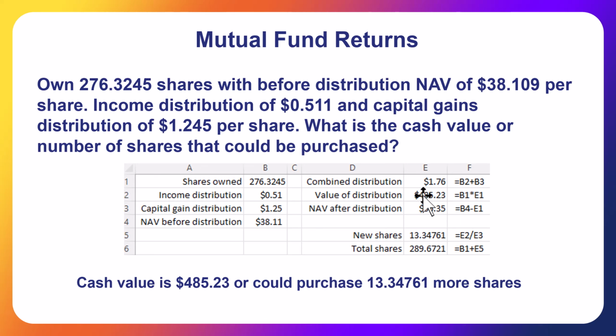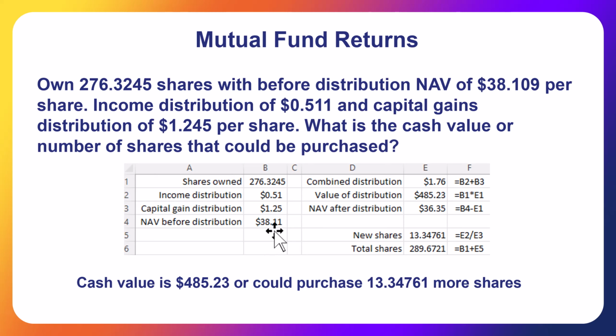So how do we find the combined distribution? $1.76. That's these two items listed together. What's the value of the distribution? It's the number of shares times the distribution. So the total is $485.23.